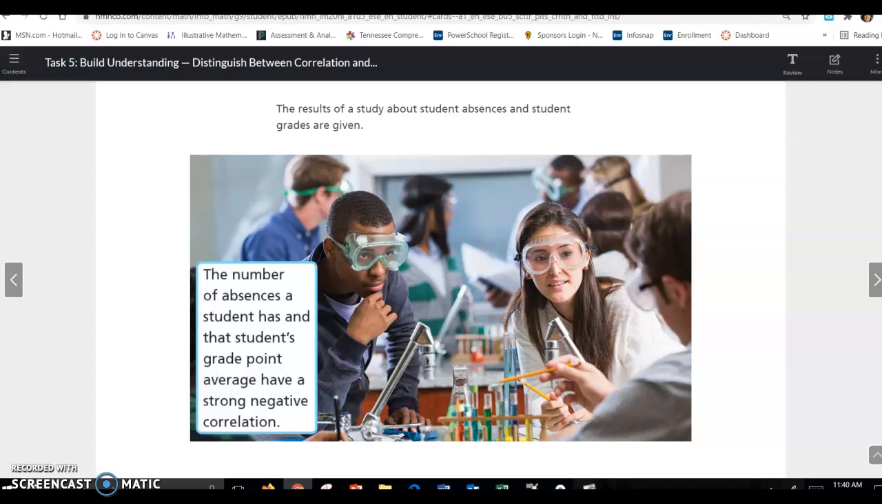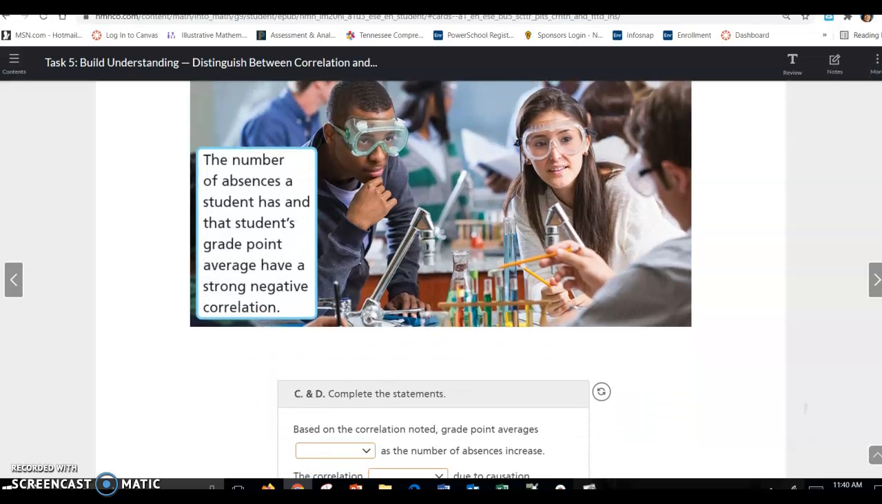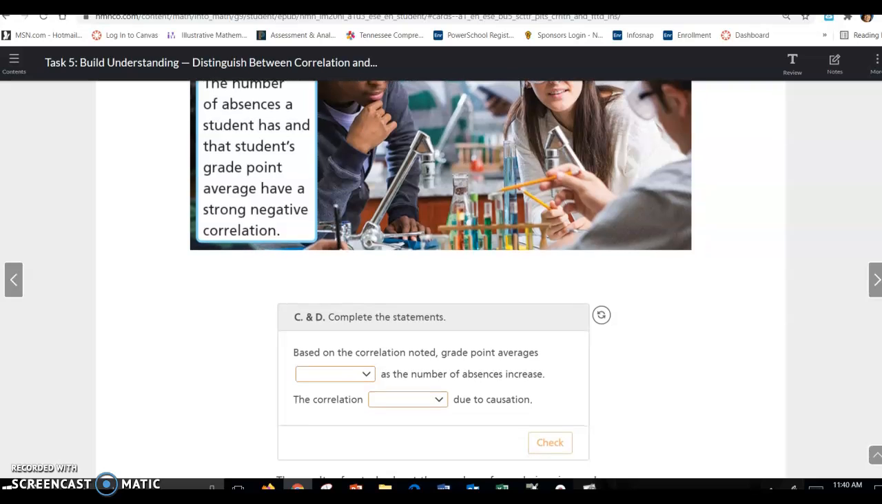All right, then it says the results of a study about students' absences and students' grades are given. The number of absences a student has and that student's grade point average has a strong negative correlation. All right, that makes sense to me. If students are not in school, then their grades are going to go down.